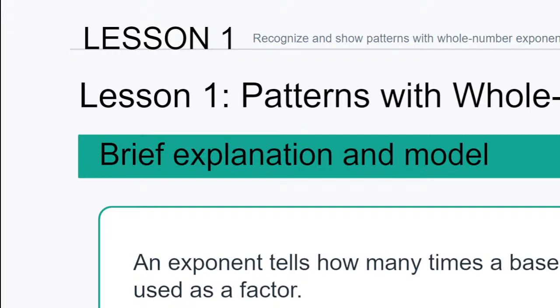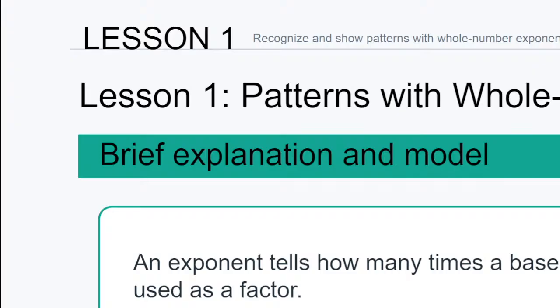Okay, this is lesson 1, patterns with whole number exponents, brief explanation model. So an exponent tells how many times the base is used as the factor. For example, 2 to the 5th is 2 times 2 times 2 times 2 times 2. Look for patterns as exponents increase. Multiplying by one more copy of the base creates the next power. Remember, base equals repeated factor, exponent equals number of factors.